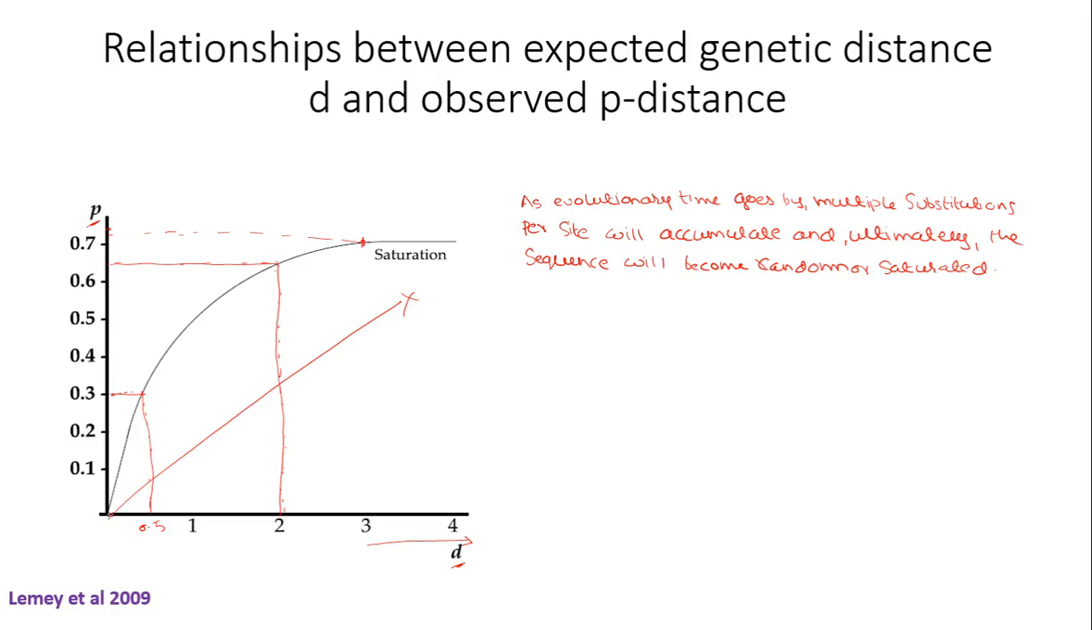Well, now, the characteristic shape of this curve will depend on what substitution model you have used to plot the genetic distance and the observed distances. This particular shape of graph is of the Jukes-Cantor evolutionary model.